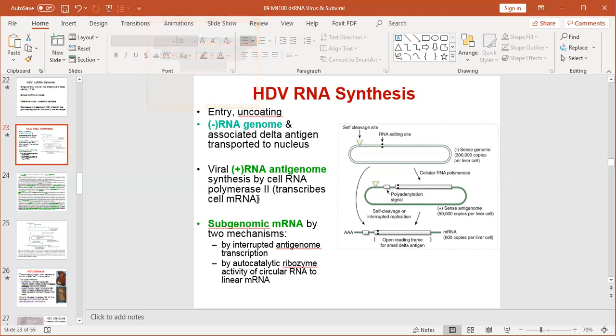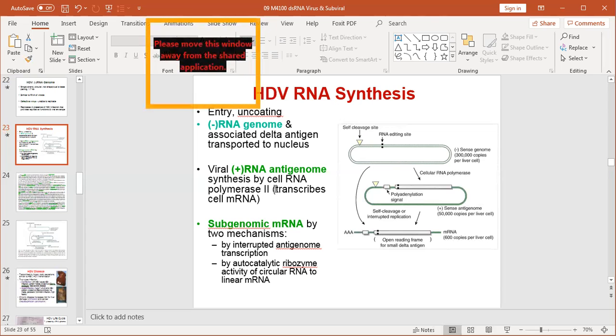Sorry, let me take a step back. We have a negative genome, we make a positive genome by host cell RNA polymerase 2, and the host cell RNA polymerase 2 can also transcribe host cell mRNA.